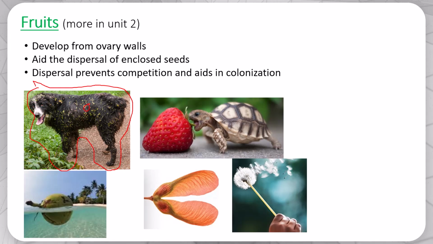But those seeds are attached onto this dog, and they will get transported to a different area. Some seeds float, some seeds kind of fly in the wind, if you will, and some seeds make it through the digestive tract of an animal and then come out on the other end with a little bit of fertilizer to help them get by.